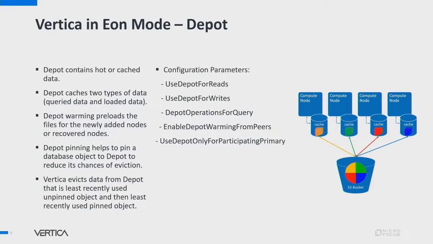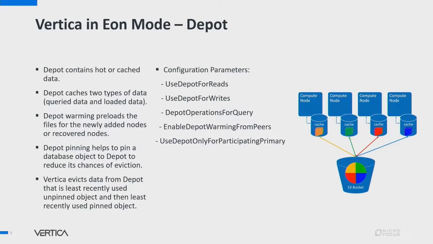in the depot. Users can control from where to fetch the data by configuring the parameter UseDepotForReads, which is by default set to 1. So depot is checked first. Let's say you want to query directly the communal storage. You can set the UseDepotForReads parameter to 0.